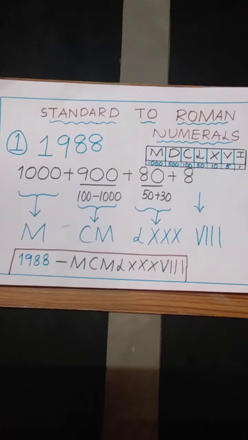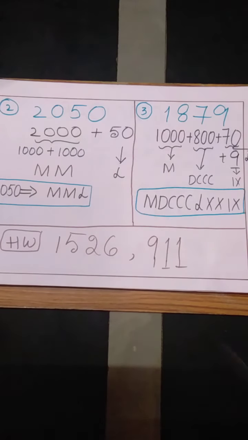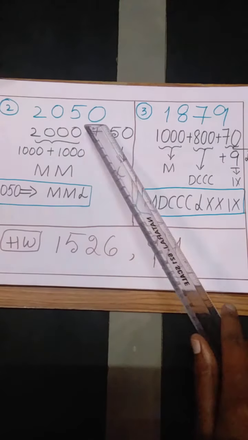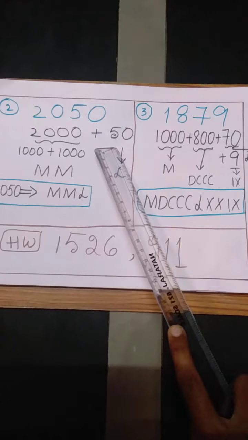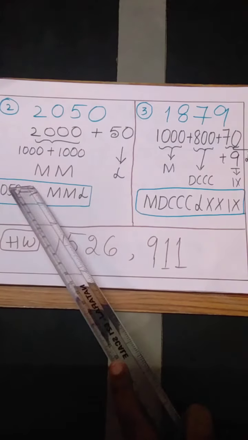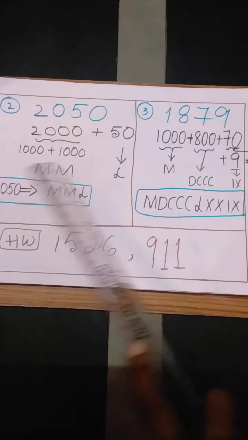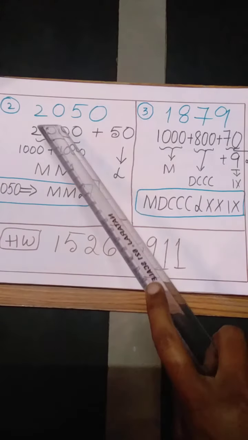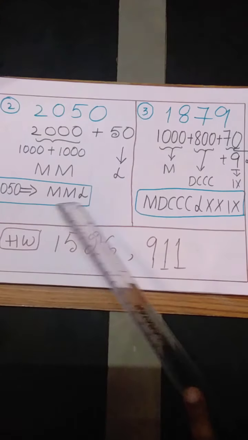Now if we go to the second example, I took 2050. 2050 can be written as 2000 plus 50. 2000 is 1000 plus 1000. What is the symbol for 1000? M. 1000 plus 1000, 2 M's. And for 50, the symbol is L. So the Roman numeral for 2050 is MML.